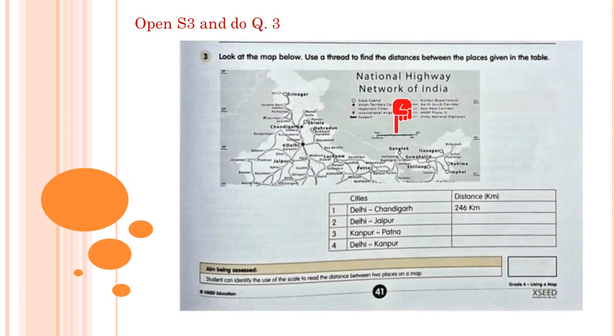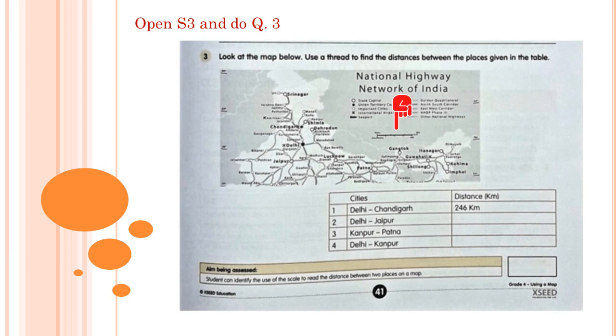Let's do one more activity. Open your S3 of block 7 and look at the map of India. Take the thread and put it on the scale given in the map. Mark the length of the scale on the thread for 500 kilometers. Now, put this thread between New Delhi and Jaipur. You can pause this video while doing the activity.